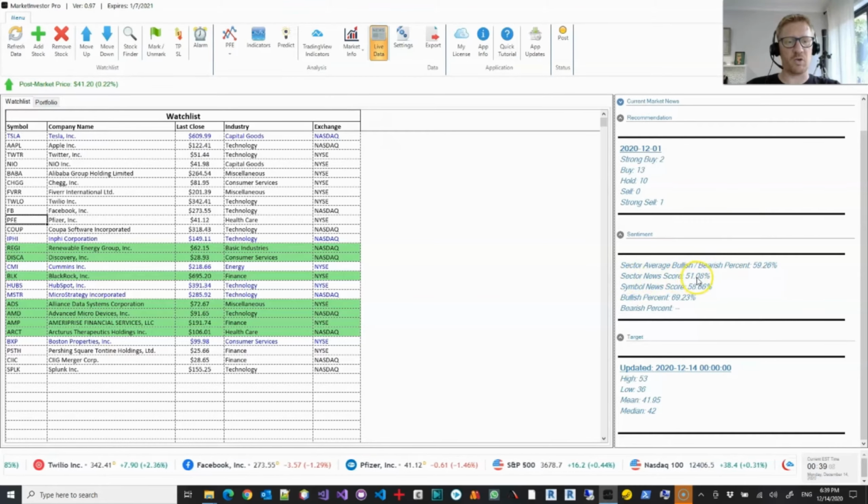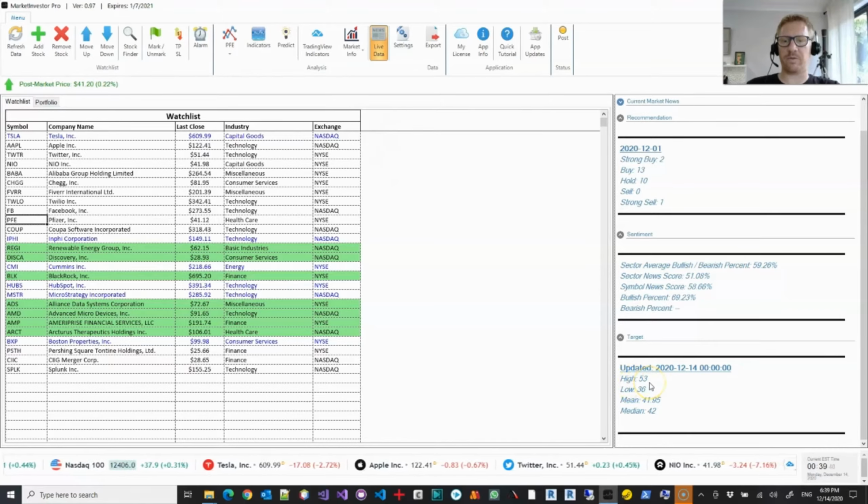The sector news score is a kind of score and sentiment that it calculates based on good or bad news. You'll see that it's 51% for the sector. For the symbol, it's 58%. So it's outperforming the sector, and its bullish percent compared to the 59 is actually 69, right? And there's no bearish percent, so it's all bullish. The target that is calculated here comes from some online data from various sources that I compile, and this just again gives you an indicator.